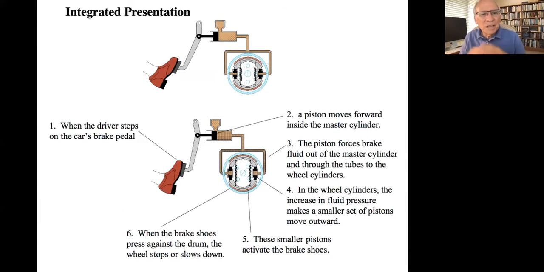In an integrated presentation, we make that task a lot easier by putting the words next to the part of the graphic they're talking about. So this has exactly the same graphics and words, but we are kind of both signaling and using spatial contiguity, showing people where to look. So a piston moves forward, it shows where the piston is. Fluid moves, it shows where the fluid is. Wheel cylinders, it shows you where the wheel cylinders are. So the idea is this kind of presentation reduces extraneous processing.